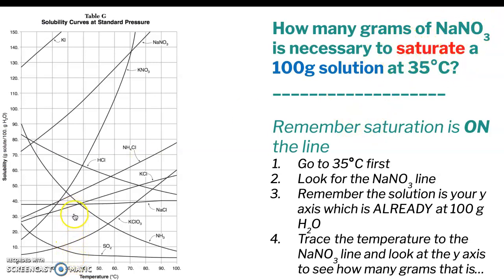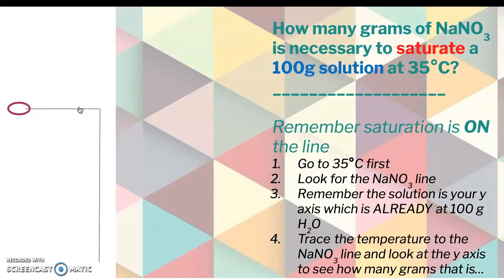So at 35 degrees, I want to be saturated. So I'm looking to be on the line. That is 100 grams of solution. So the answer is 100 grams of NaNO3.